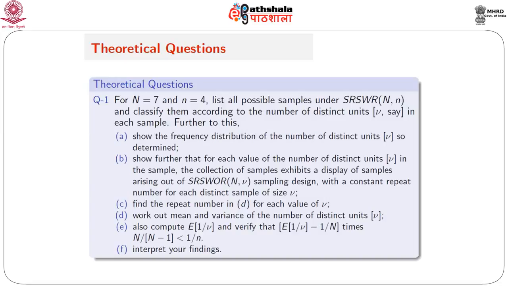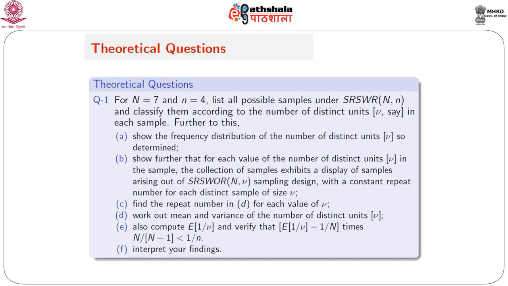Work out the mean and variance of the number of distinct units nu. Also compute the expectation of 1 over nu and verify that the expectation (1 minus (nu minus 1)/n) times n over (n minus 1) is less than 1 over small n. Interpret your findings. Very good.